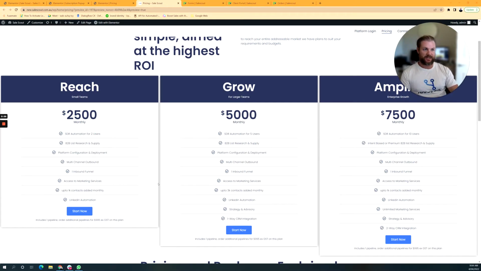The first package is Reach, and this is designed for entry-level teams that want to get into automating their top of funnel. So whether you're thinking about hiring an SDR, or whether or not you have no idea what an SDR is and you just want to increase the scale and the velocity of your outreach to your target market, then this plan is probably going to be for you.